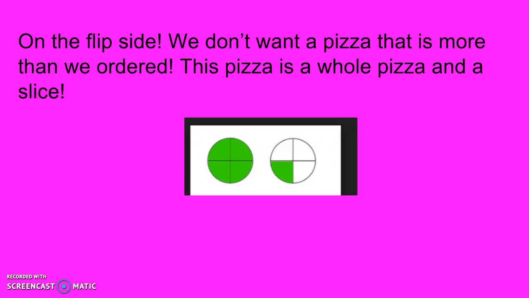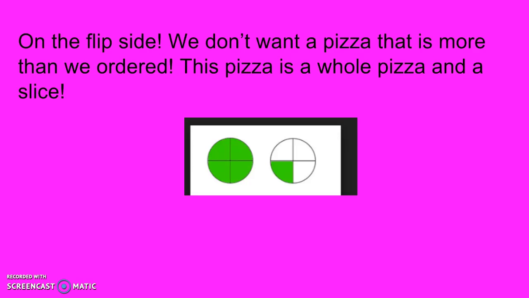On the flip side, we don't want a pizza that is more than we ordered. This pizza is a whole pizza and a slice. So I ordered it and he hands me the box and I have my whole pizza and then he just flops another slice on there. And I'm like, where did this come from? What is this? You would do the same thing in music. If you had that extra beat in there, it would add something extra and it wouldn't make any sense. Just like the pizza guy putting that extra slice on there.